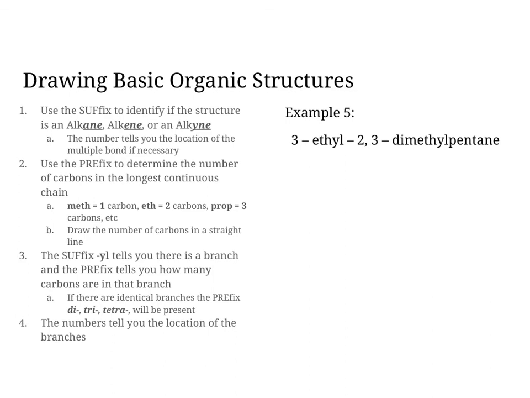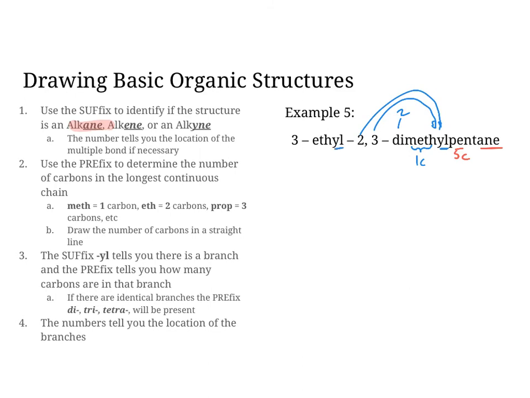Okay, so same deal. I'm going to identify the type of structure, which is an alkane. So that tells me all single bonds. Pent tells me it is a 5-carbon long chain, which is important. I see that there is a YL, and the YL tells me it's a branch, and I see that the meth tells me it's a 1-carbon long branch, and the di tells me that I have 2 branches, and the 2 and the 3 tell me the location of both of those branches.